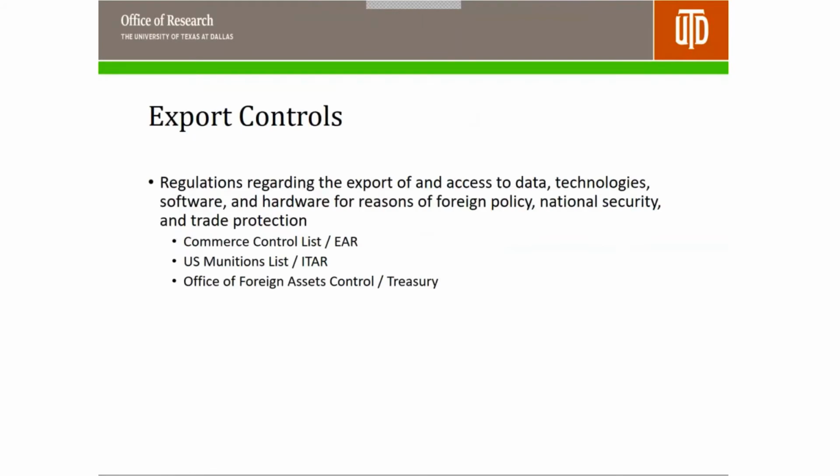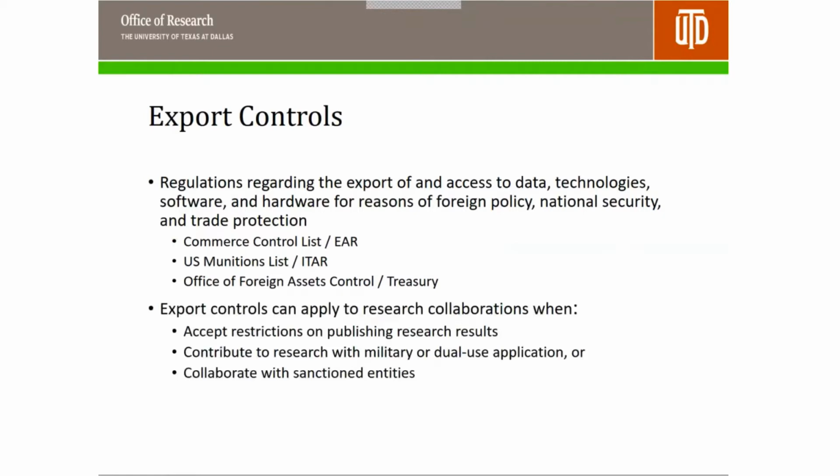So whenever I talk about U.S. export controls, as a brief refresher, we're talking about regulations that require compliance whenever you're exporting or providing access to technical data, technology, software, or hardware that has some kind of foreign policy, national security, or trade protection control that is expressed through either the Commerce Control List, the U.S. Munitions List, or the Office of Foreign Asset Controls.